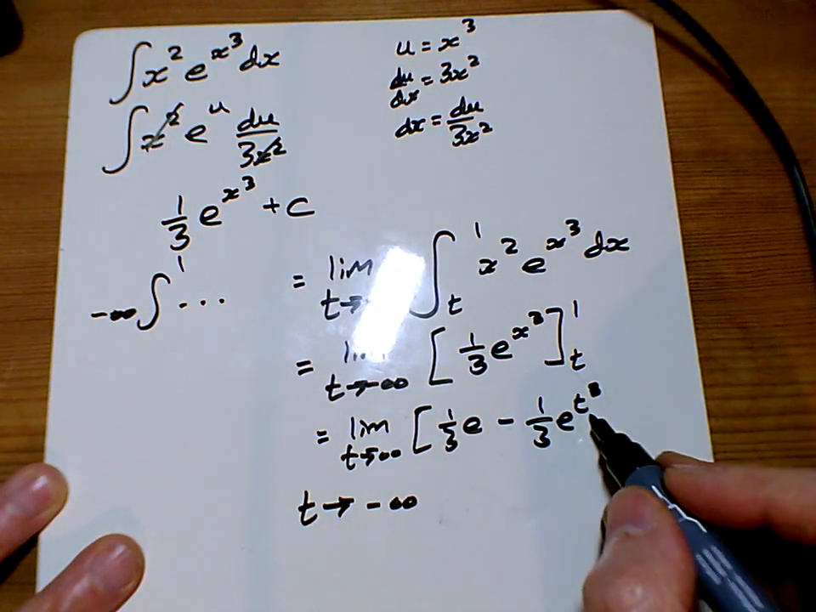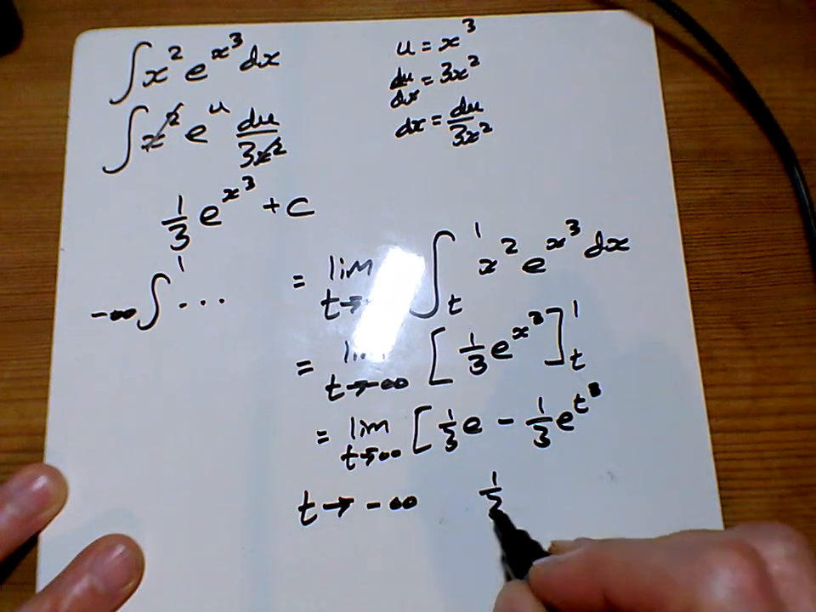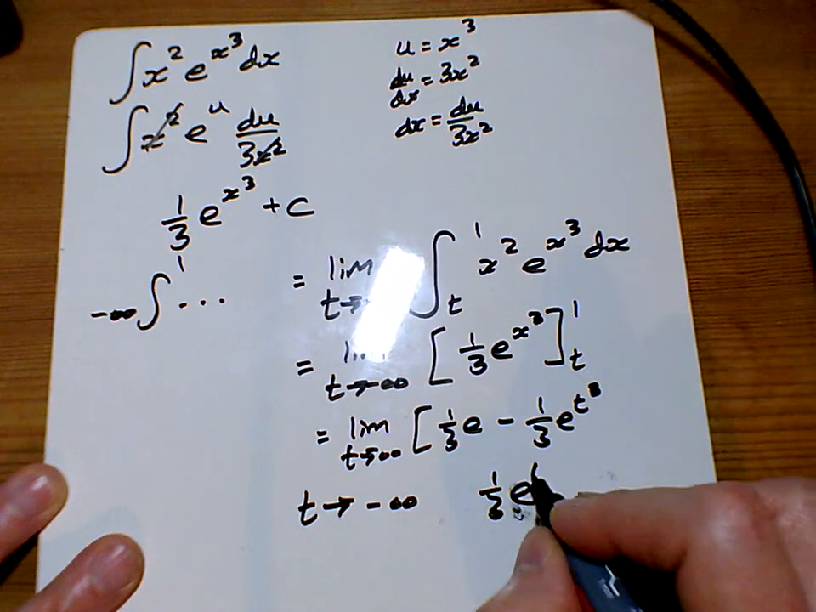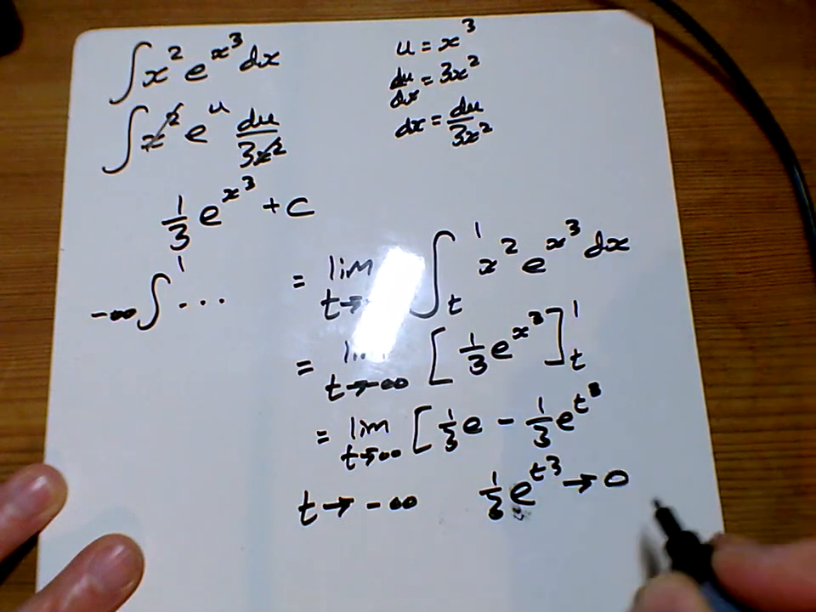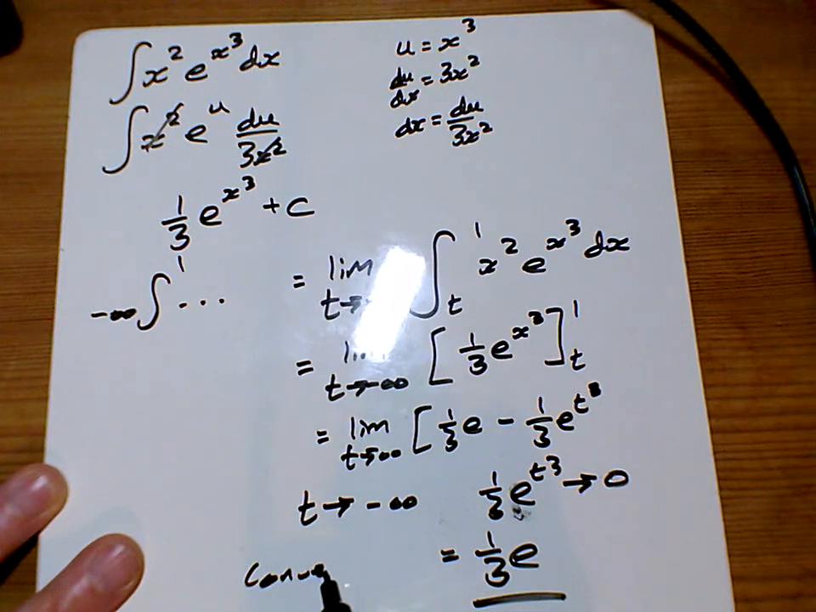So this is getting really, really small. E to the something really, really small. So this thing here tends to 0. That tends to 0, and the answer is going to be 1/3 e. Sorry, I garbled that at the end there. Yes, it does converge.